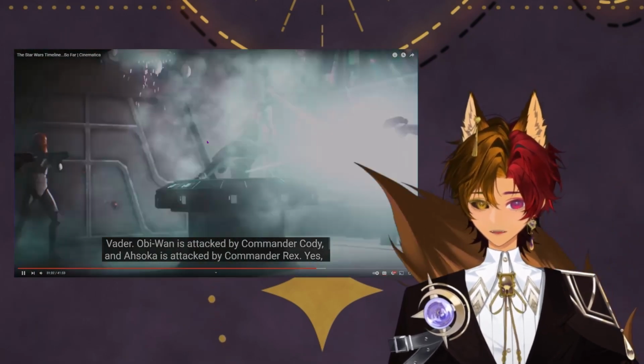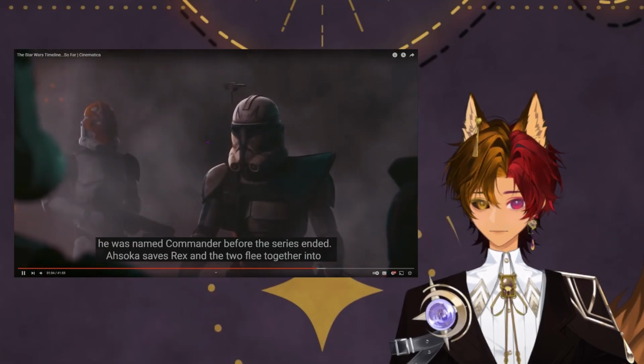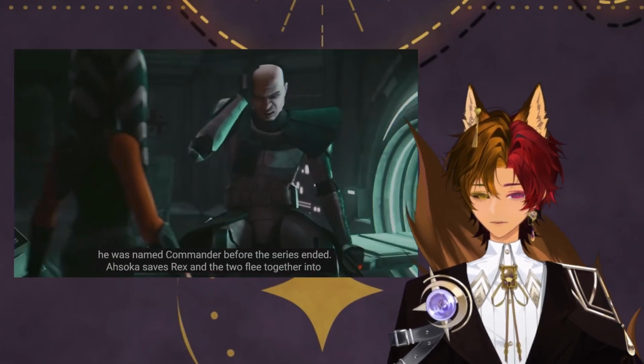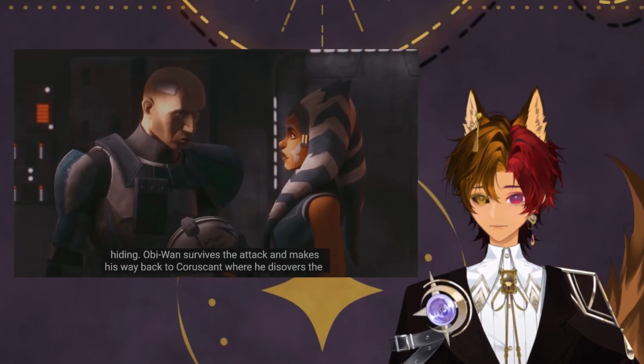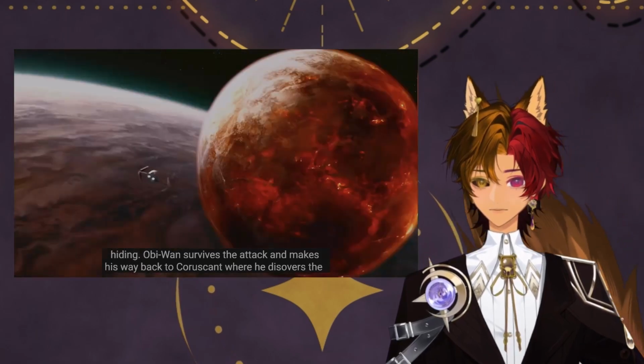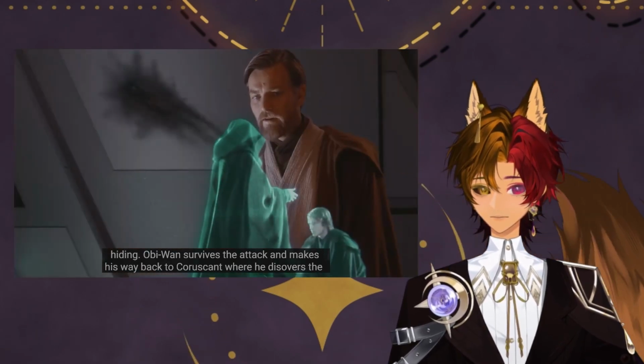Cody, and Ashoka is attacked by Commander Rex. Yes, he was named Commander before the series ended. Ashoka saves Rex and the two flee together into hiding. Obi-Wan survives the attack and makes his way back to Coruscant where he discovers the truth.